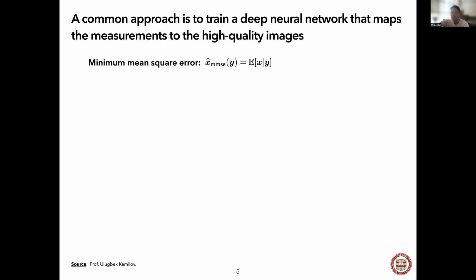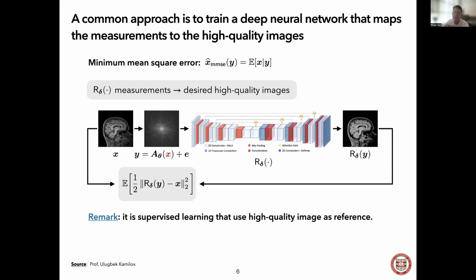There are many ways to solve the inverse problem. One common approach is to have a minimum mean square error, or MMSE, estimator. In practice, this MMSE estimator can be obtained by training a deep neural network that maps the measurements to the desired high quality images. Here is a very quick visual example. You put the measurement y into a neural network, you get the reconstruction, and you have a loss function that computes the loss between the network prediction and the label. One remark is that it usually relies on supervised learning to train, which means you need the high quality images as the reference. That's the first challenge I will mention: in order to get such an MMSE estimator in practice, you need exact pairs of measurements and ground truth data.